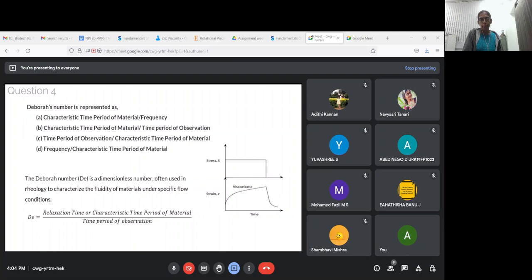Liquid. It's more of a liquid when it's less than 1. Yeah, right. So when you have a viscous nature, your Deborah's number is as low as possible. So the lesser the Deborah's number, the more viscous is the nature. Why do you think this is the case?